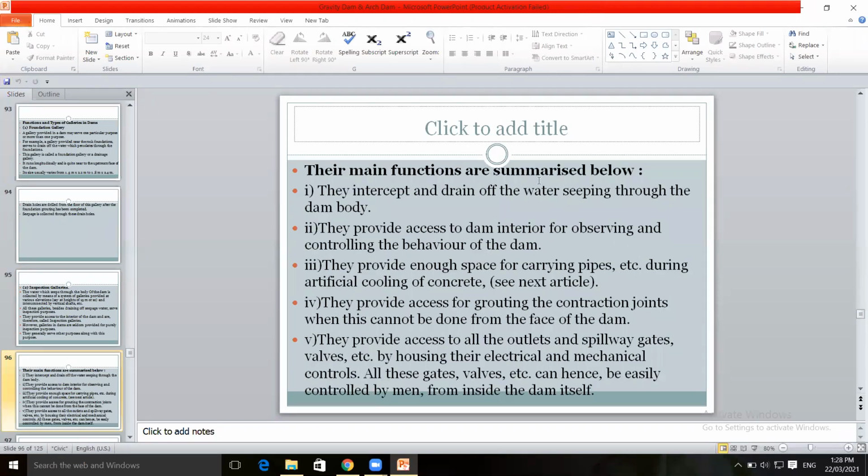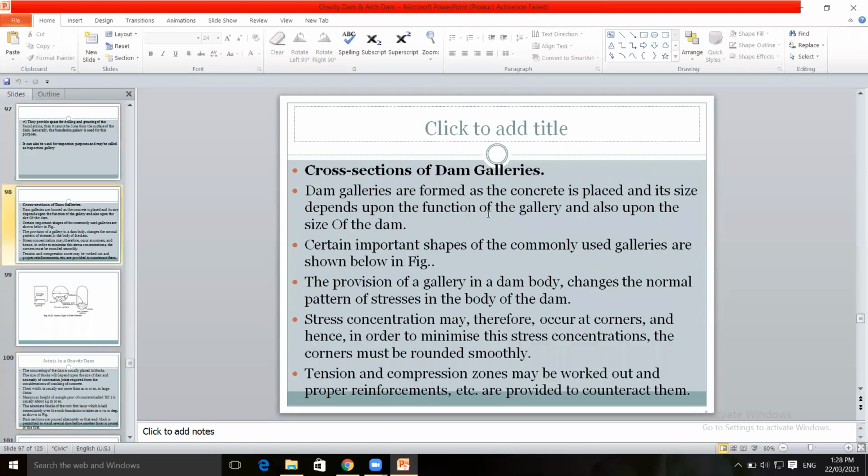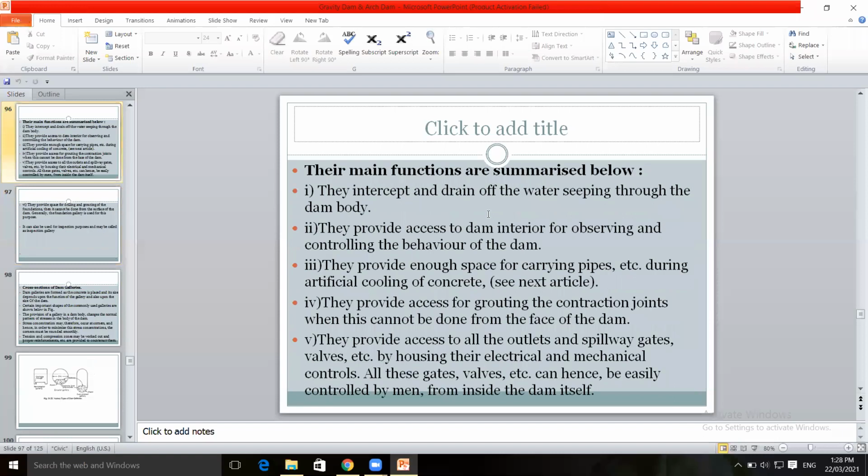So what are the main functions of these galleries? The main functions are: they intercept and drain off the water seeping through the dam body. What is the first function? They intercept and drain off the water seeping through the body of the dam, that is, to drain off the water.